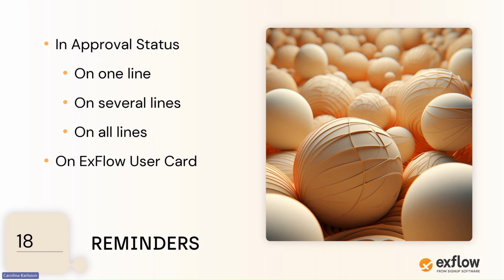In the approval status, you can choose multiple or all rows, and then the current approvers will receive an email. If the approvers have several lines in several documents that they need to approve, all of them are summarized in one email. You can also go to the user card in ExFlow user and send a reminder per user. If you do that, the user will receive an email summarizing all of the documents that are active and ready for approval in one email.